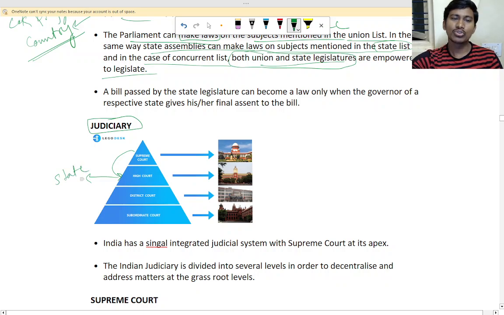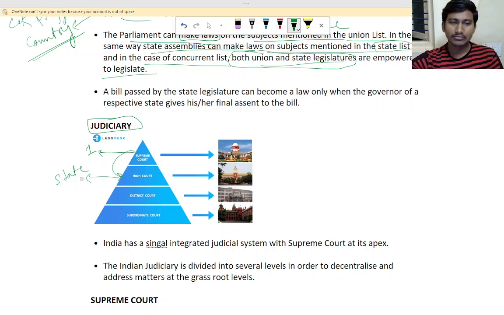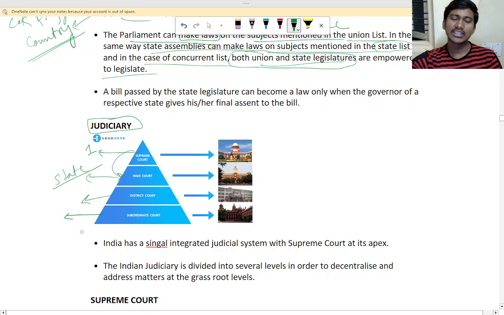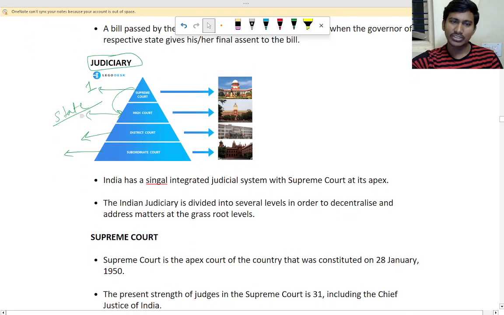Yes, there is only one Supreme Court, and that is in Delhi. The High Court is in every state. The District Court is for every district, and the subordinate court is for the taluk and everywhere it is required. So district court is for the district, and the subordinate court is the taluk court. This is how the judiciary is structured.